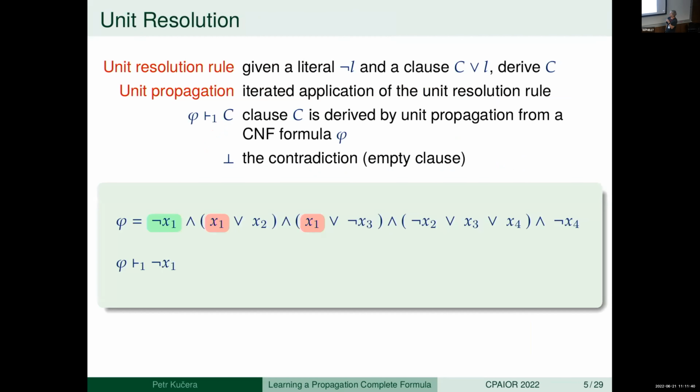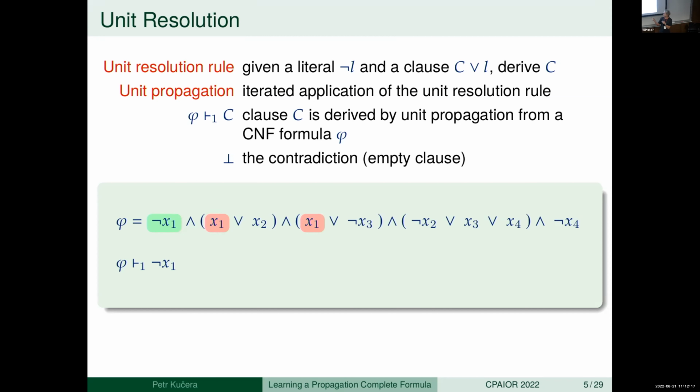Okay, so our reasoning technique will be unit resolution and unit propagation, which you may be already familiar with. The unit resolution simply takes a clause which is in the form C or L, and then a single literal non-L, and it derives the clause C. And unit propagation for us is just the iterated unit resolution rule. I will use this ⊢1 notation to denote the fact that a clause can be derived by unit propagation. Mostly I will be interested only in deriving literals.